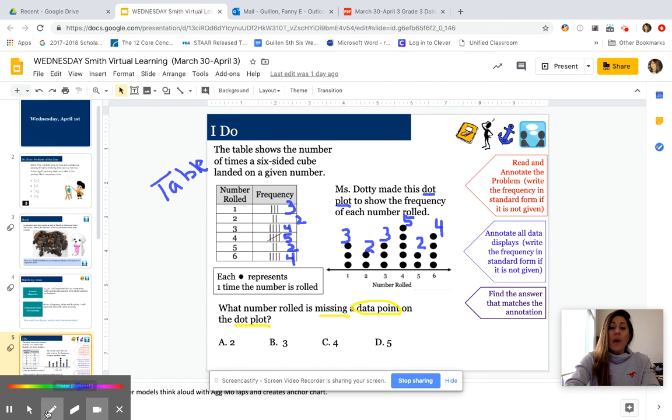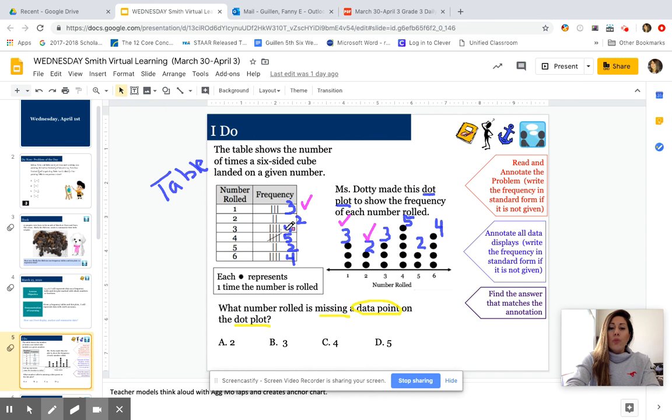So I'm going to compare. I'm going to look at my number 1. My number 1 was rolled 3 times, and my number 1 here was rolled 3 times. So these two are correct. My number 2 was rolled 2 times, and my number 2 here was rolled 2 times. So this information is correct.